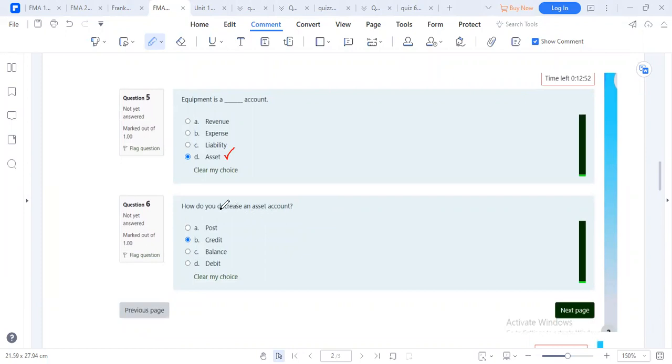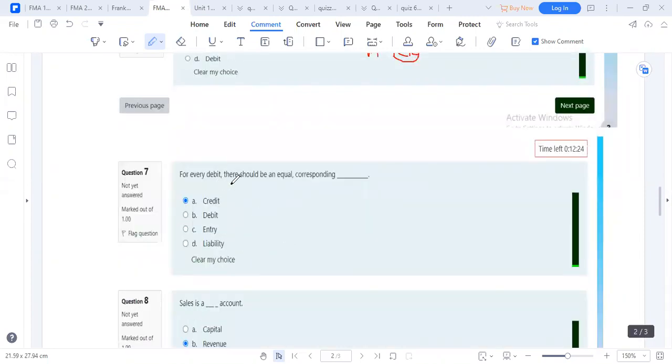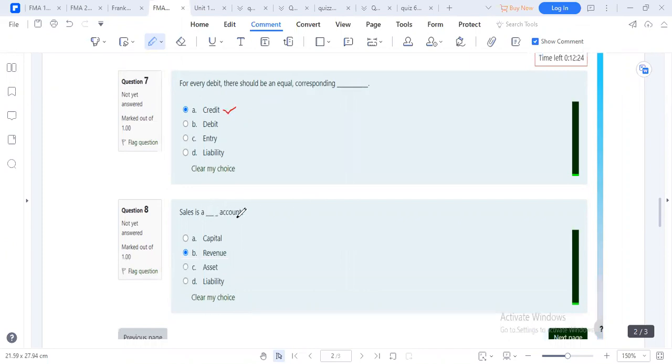Good. So to decrease an asset, what do we do? Assets are increased where? On the debit side. So to decrease them, we credit. Right? Every debit entry should have a corresponding credit entry. That is what we call bookkeeping. Sales is an example of what? A revenue. Sales revenue.